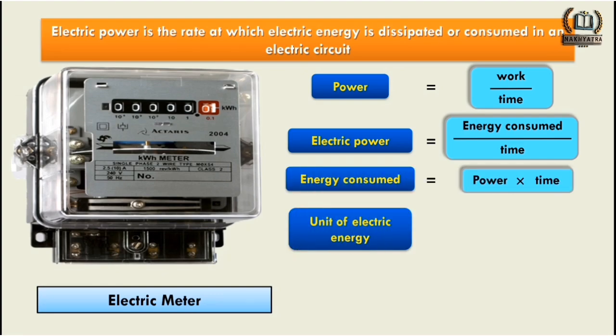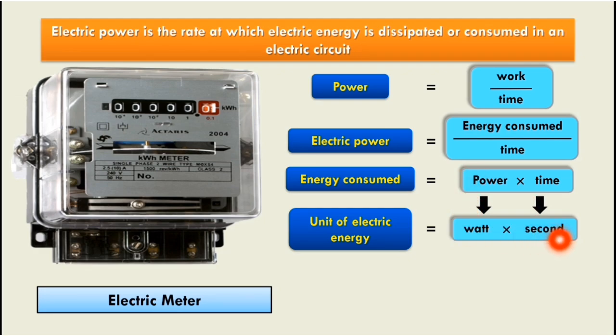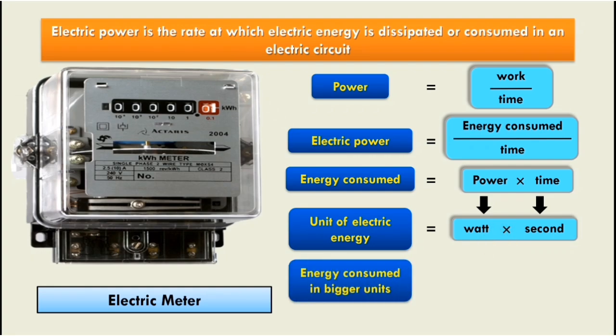Okay, now see here, unit of electric energy. So what is the electric energy unit? Power unit is watt and time unit is second. We will consider it in second. Okay, so watt into second. Now see here, energy consumed in bigger units equal to kilowatt into hour.